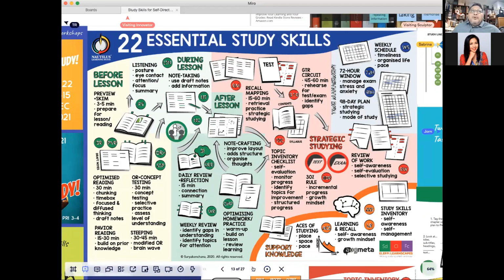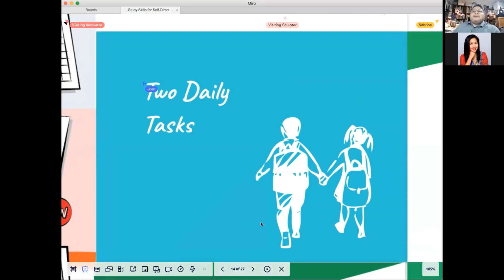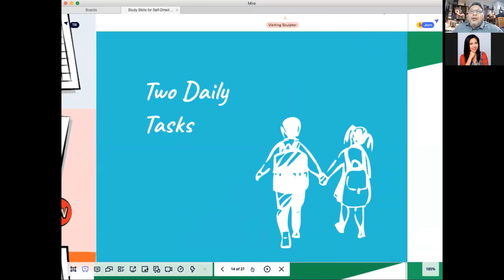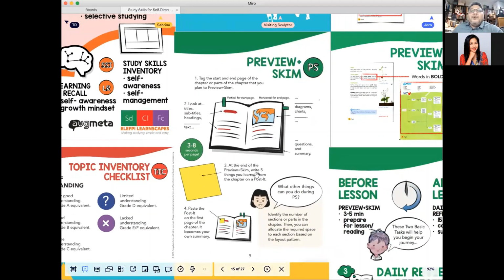And at this point, I would like to share with you 2 daily tasks, something that you can begin to do with your children, and for those of you who are attending here on your own as a student, something that you can begin to do. And the first thing that has always been encouraged by a lot of study skills books is the idea of doing a preview or a skim.